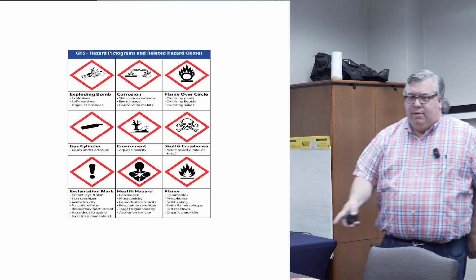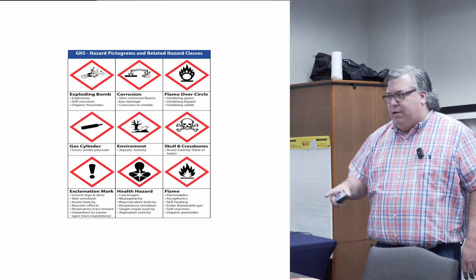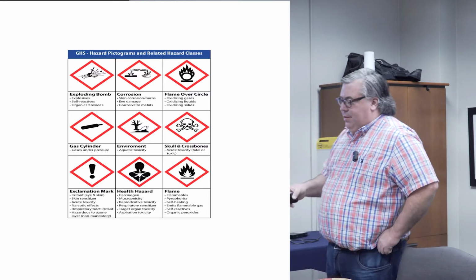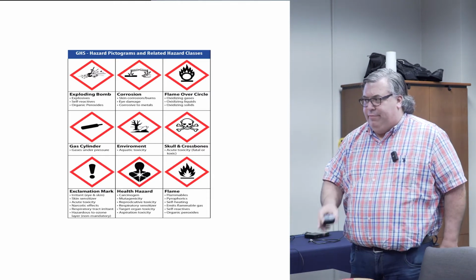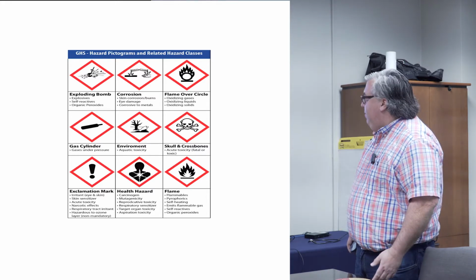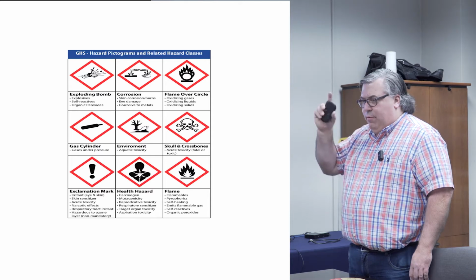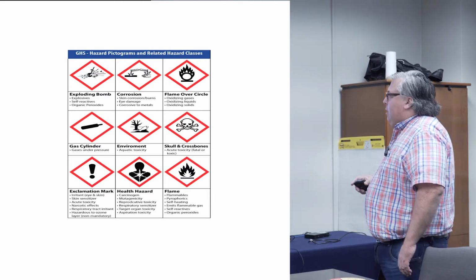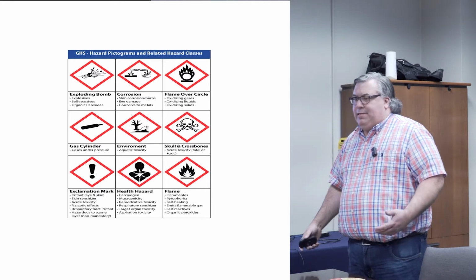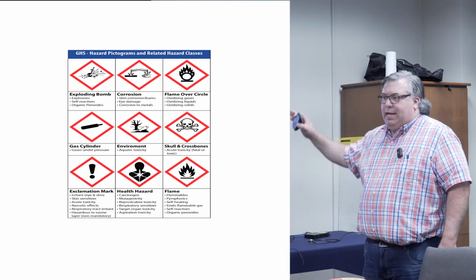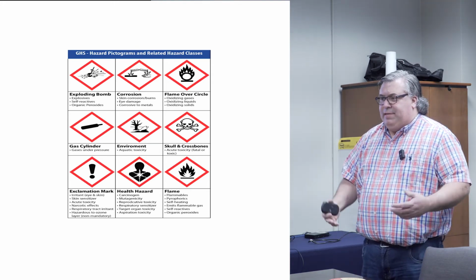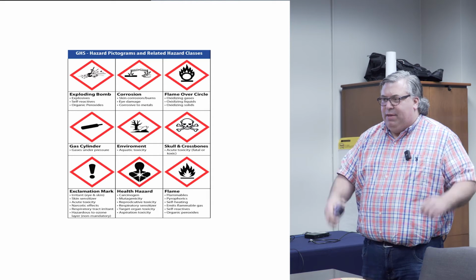Flame over circle. Remember we talked about oxidizers a little while ago with that white color on the NFPA label? Oxidizers make fires hotter and faster. Mixed with flammables, very dangerous, right? So it's a circle with a flame over top of it. Middle left, gas cylinder. So gas is under pressure, right? It's not necessarily flammable, but if it's under pressure and that cylinder breaks, we can have a bad day.